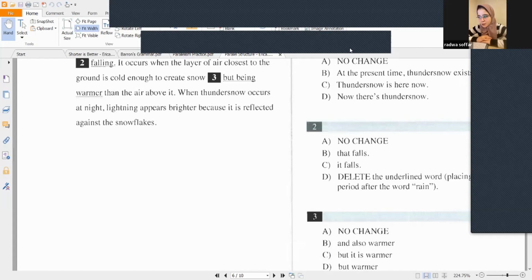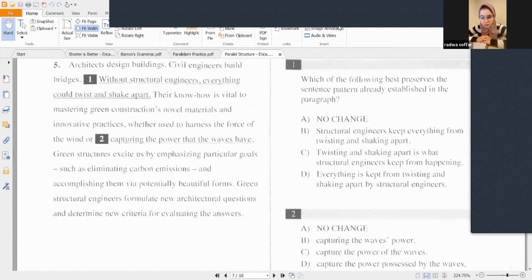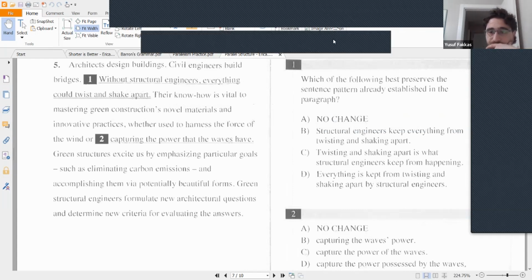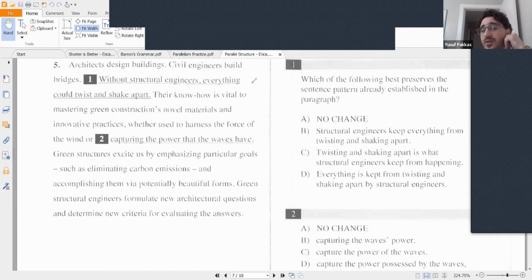What about B and also warmer? No, really said not only, but also. But also, okay? Never use "and also" at the same time because that's redundancy. What does "and" mean? Addition. What does "also" mean? Addition. When you put them together, you're using 2 words for the same idea, and that's considered redundant. That's why you don't choose it, okay?